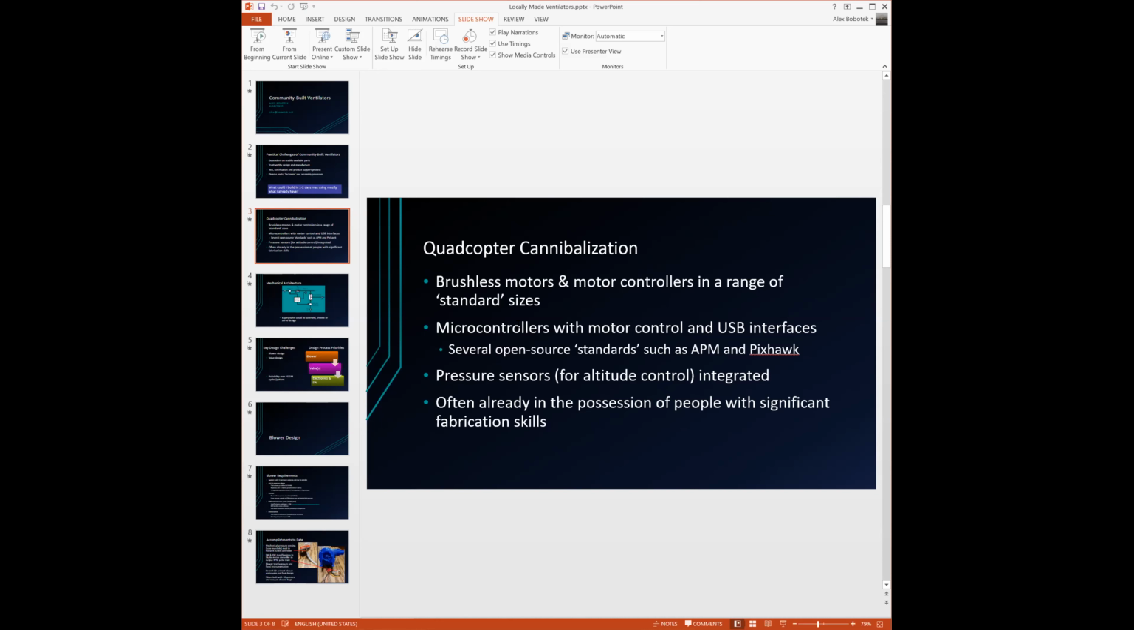They have integrated pressure sensors, typically used for altitude control, being capable of sensing altitude changes of as little as 10 centimeters. And they're often already in the hands of people that can build things, people with the inclination and talents required to build things. So as I started thinking about what materials I had available, this seemed like a great starting point.